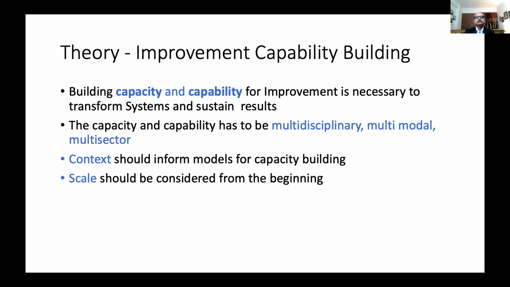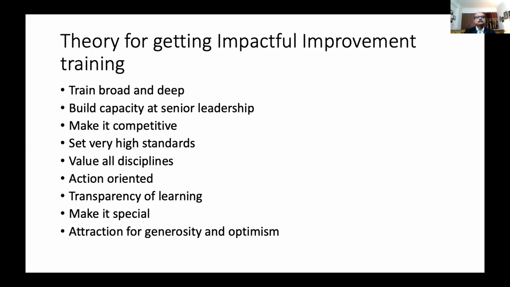Now, fundamental to improving systems is understanding improvement capability. We think about improvement capability as capacity and capability. And what I mean by that is capability is an individual's ability to improve the system, but the capacity is the system's ability to transform change. And we believe that our success at Cincinnati Children's and the work I show you depends on the capacity and capability to be deep, multidisciplinary, and we think about scale, always think about scale from the beginning.